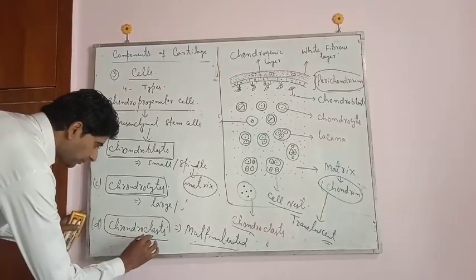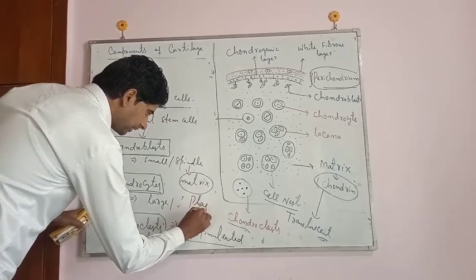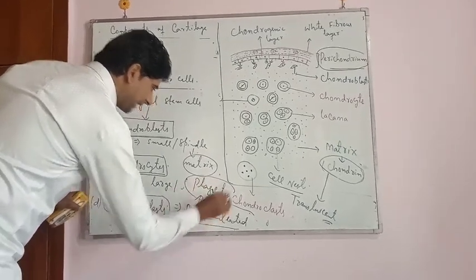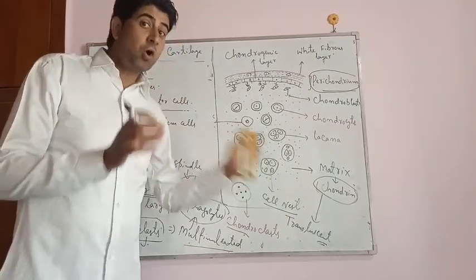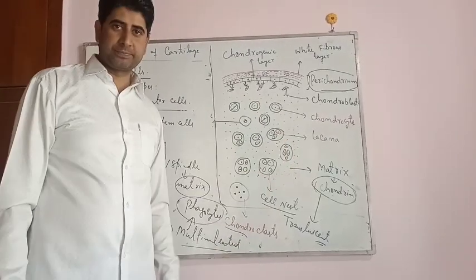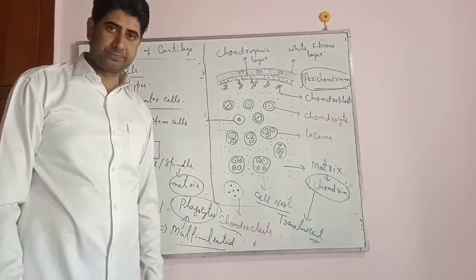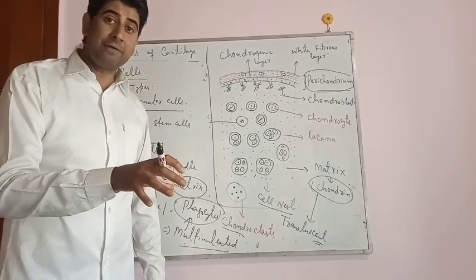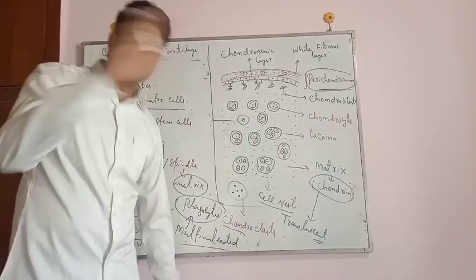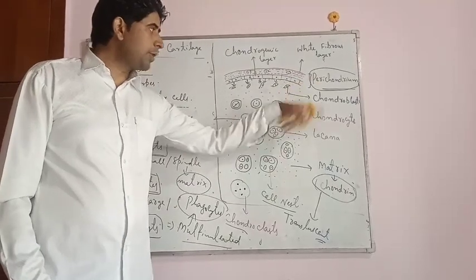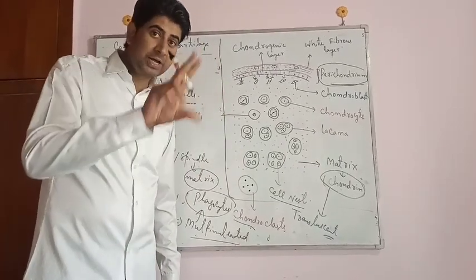And these chondroclasts are actually phagocytic cells because they perform phagocytosis as they engulf the old and worn out chondrocytes, as well as the pathogens if any pathogen has entered our cartilage. But generally, they engulf the old and worn out chondrocytes to clean up the environment so that new chondrocytes may arise to continue the cycle.